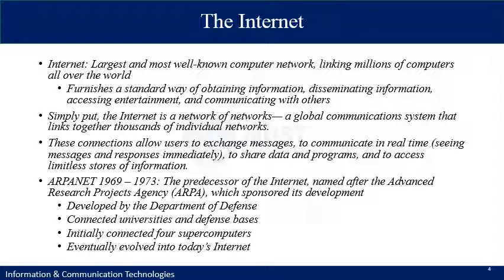So in simple terms, the internet is the network of networks as depicted earlier. It is a global communication system that links together thousands or even millions of individual networks. These connections allow users to exchange messages and communicate in real time. For example, you can see the messages and the responses immediately. The internet is useful to share data and programs and to access limitless stores of information.